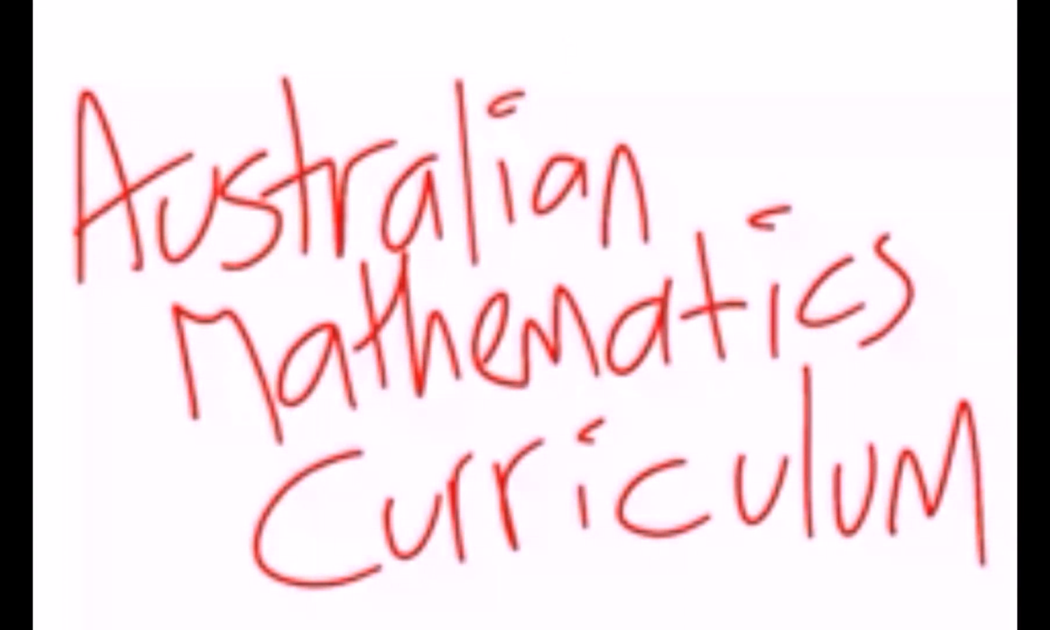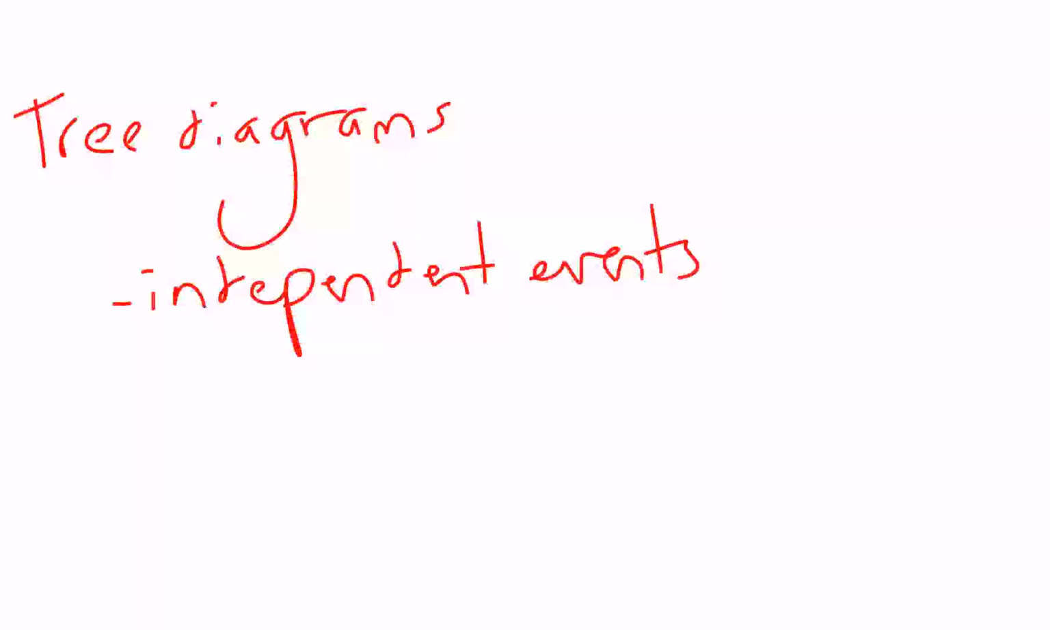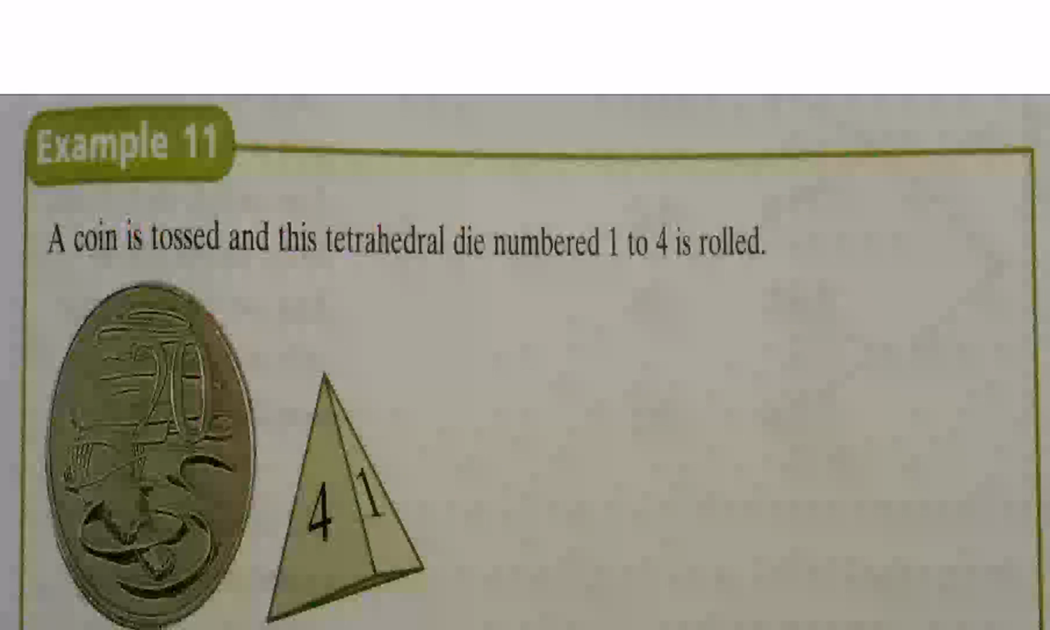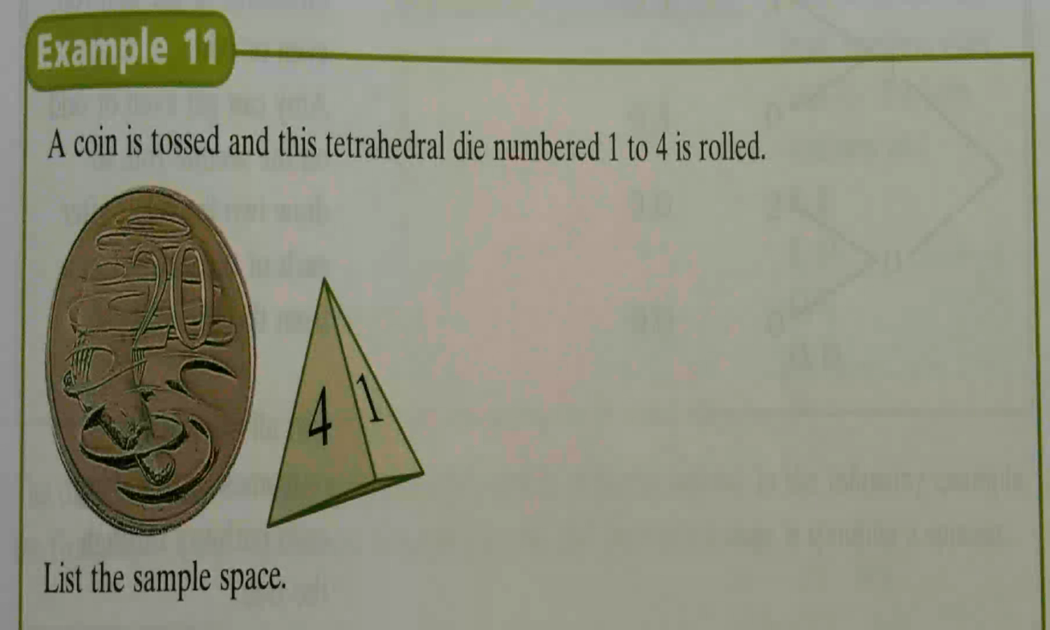Australian Mathematics Curriculum, Tree Diagrams for Independent Events. We're going to start this one with an example. A coin is tossed and this four-sided die numbered 1 to 4 is rolled. List the sample space. To do this, the easiest way is to set up a tree diagram.